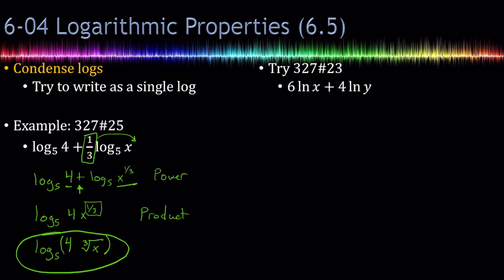Why don't you try number 23? Pause while you do the problem. Your answer should be the natural log of x to the 6th, y to the 4th.